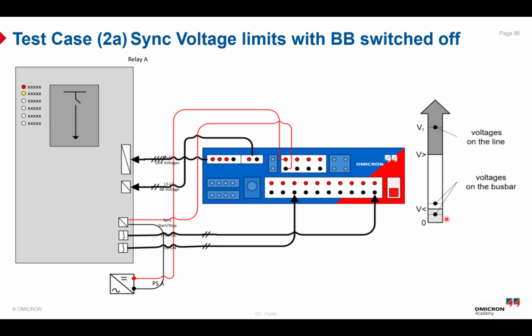Okay. And for this test, we can use the test console module to test the voltage limits when the bus bar is switched off, and there is no need to change anything in the test object. Only the local hardware configuration has to be set as we explained in test number 1.